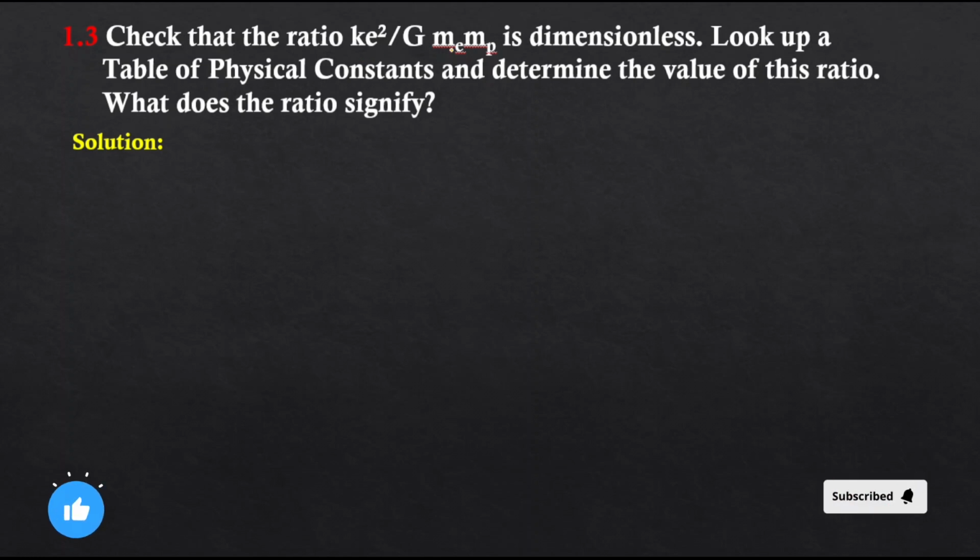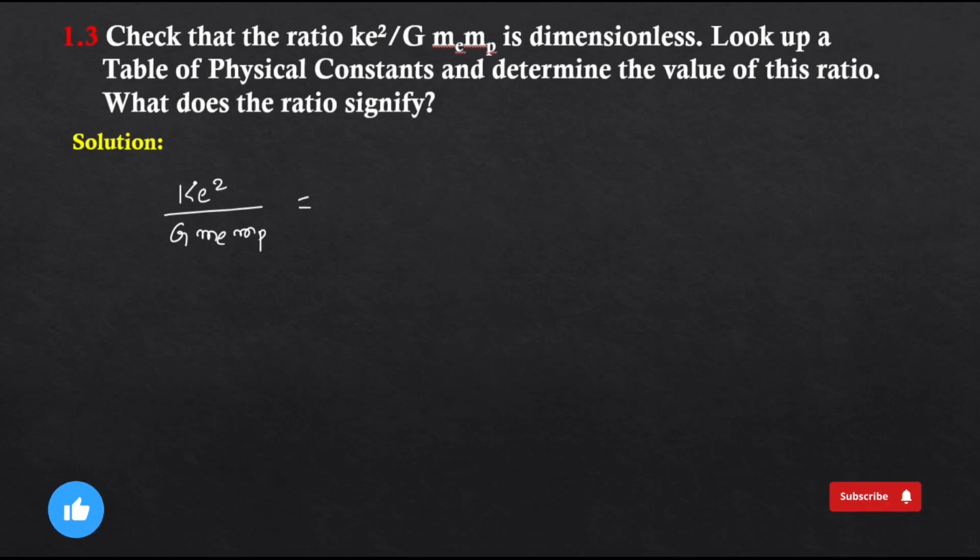Okay, first we can see here, we can prove this one dimensionless. After that we can calculate the ratio value. Then finally we can see the significance here. So first of all, I am taking the ratio that they gave, that is K into e square by capital G into mass of the electron into mass of the proton.